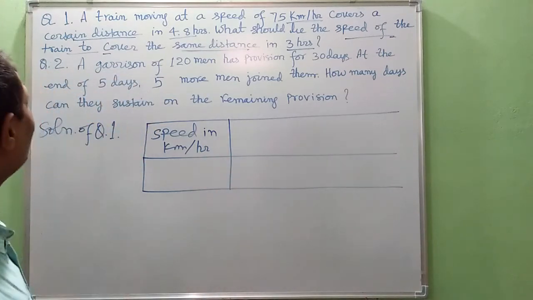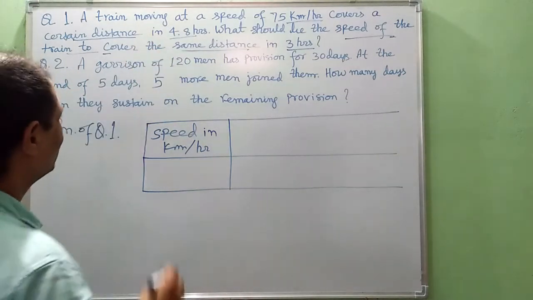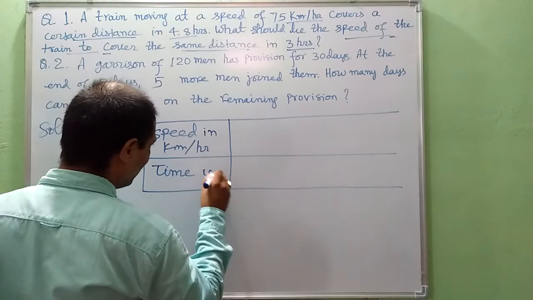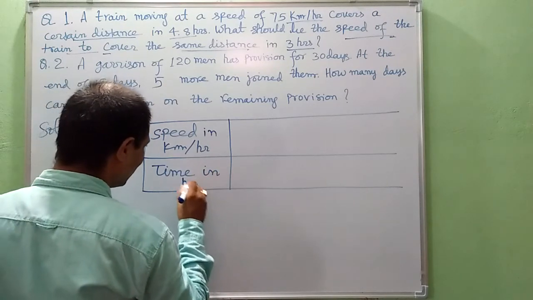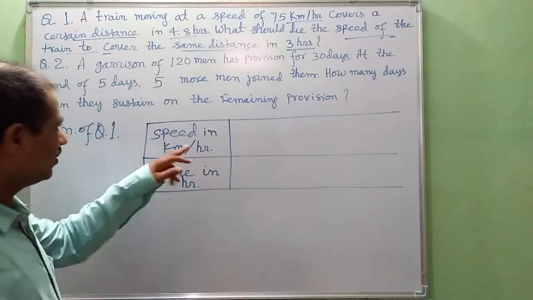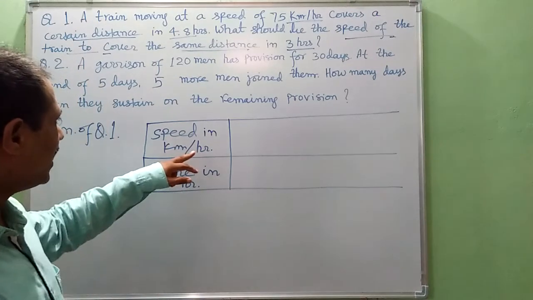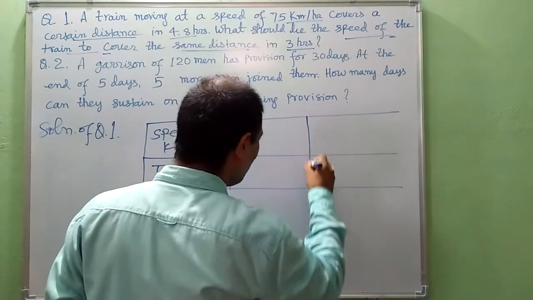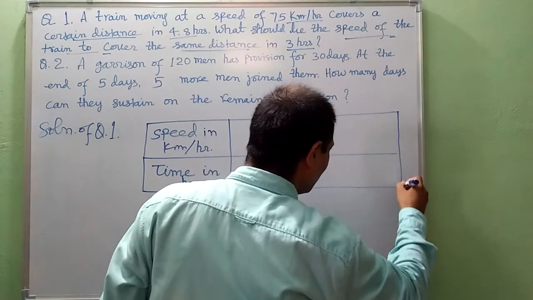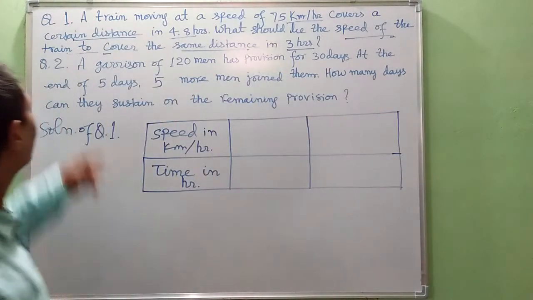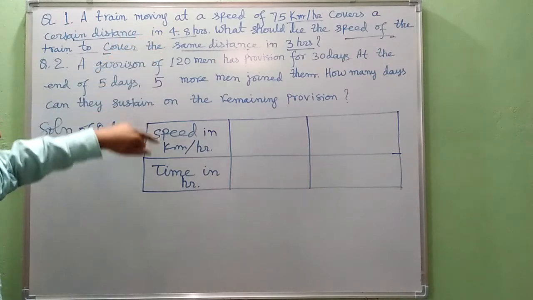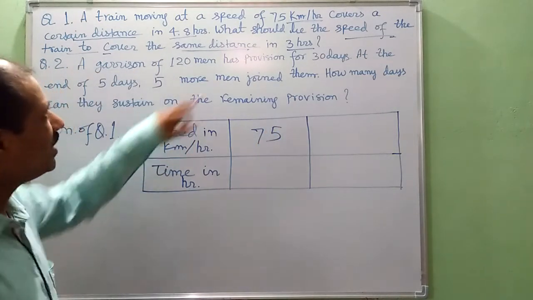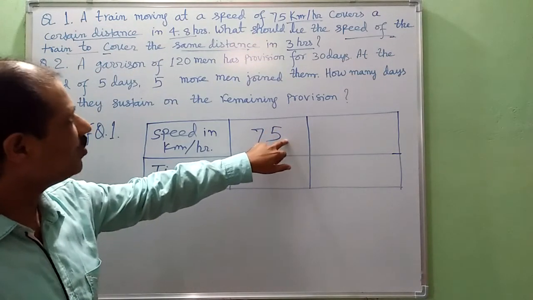And second quantity is time, which is also in hour. Both units are same, hour. So we need not change it. Now known parts will be put in these columns like this. A train moving at a speed of 75. Speed is in kilometer per hour, so we did not put here kilometer per hour.